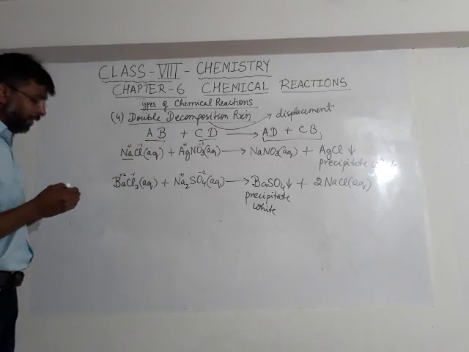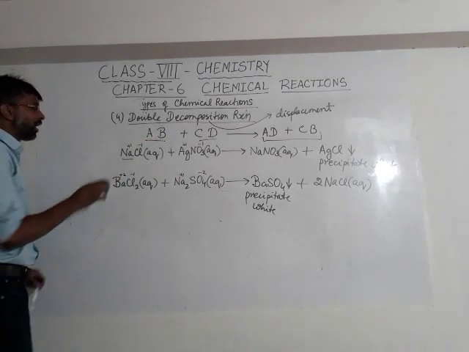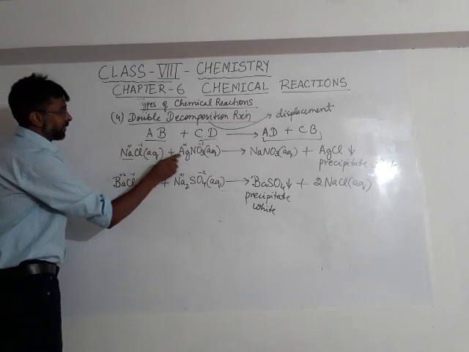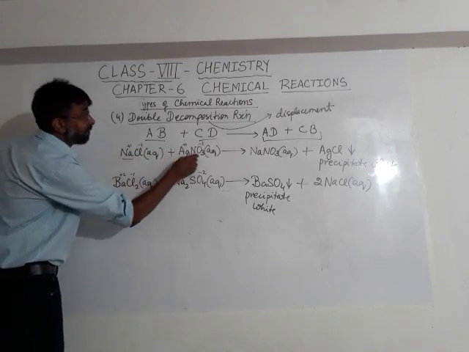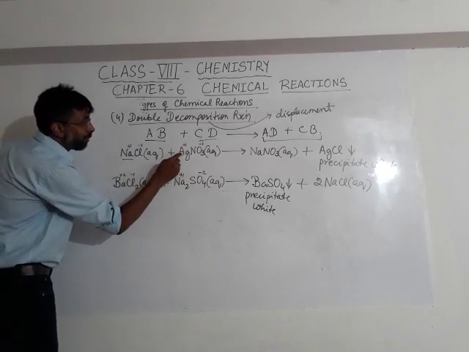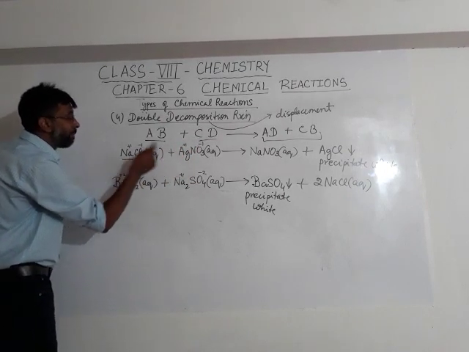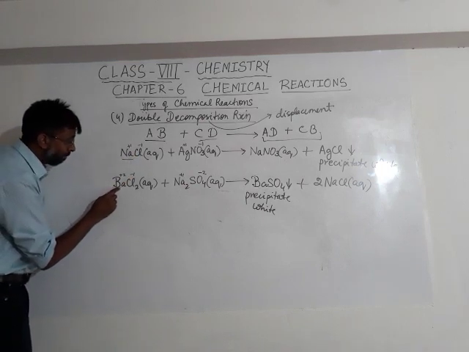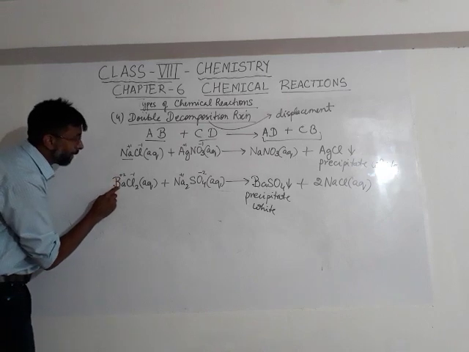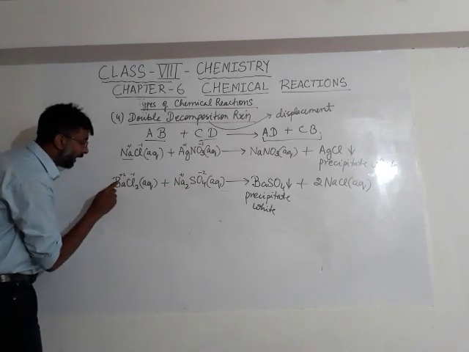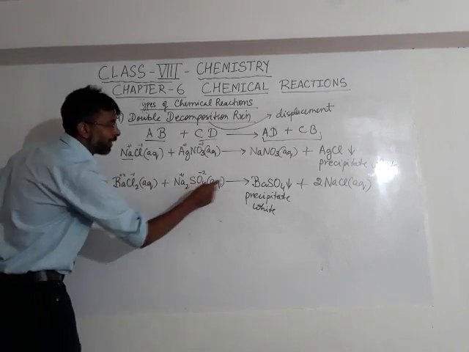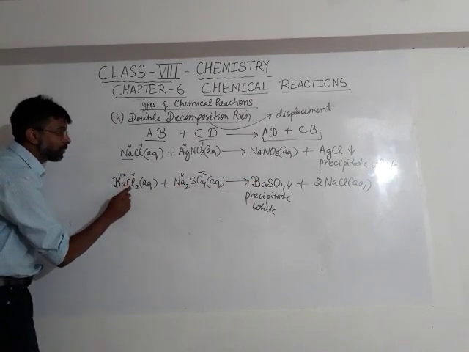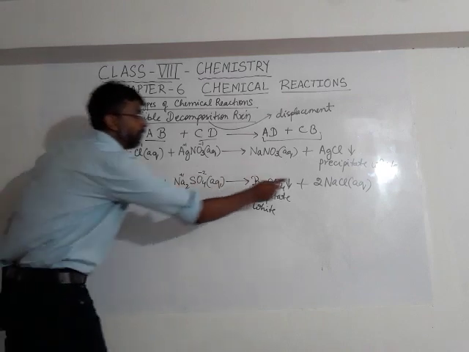So here it is very, very important to understand how the ions are getting exchanged. Never combine plus with plus. Plus combines with the minus of the other one. The plus of silver nitrate combines with the minus of the first one. That is very, very important. Here also, barium is plus, so it combines with the minus of the next one. That is why it is forming barium sulfate. And here sodium is combining with the minus of the first one, so it is forming sodium chloride.